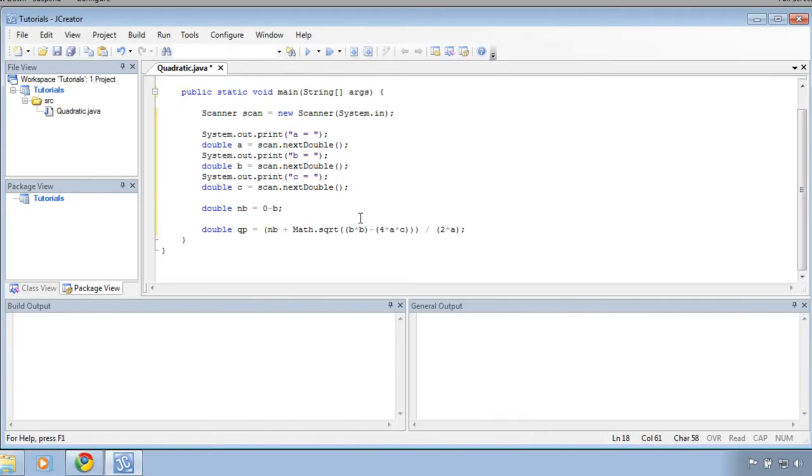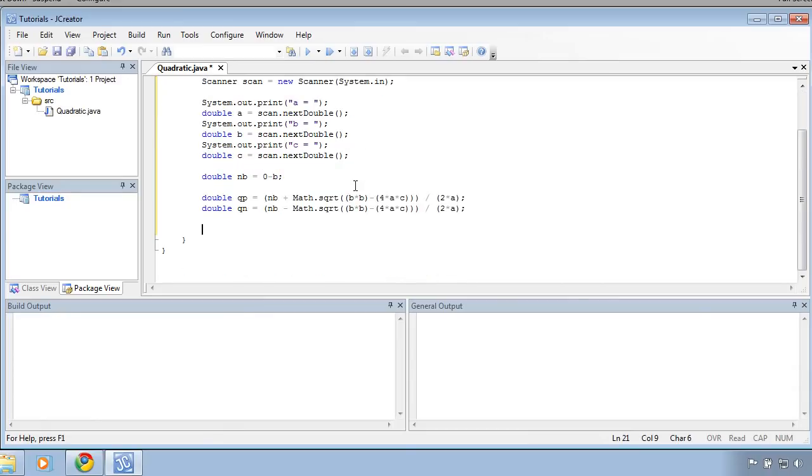And of course, this is only the plus version, so what we're going to need to do is copy it. And we're going to need to change this to QN, because this is going to be quadratic negative, and this is going to be minus. So far so good. Now we pretty much have the roots. QP and QN are the two roots.